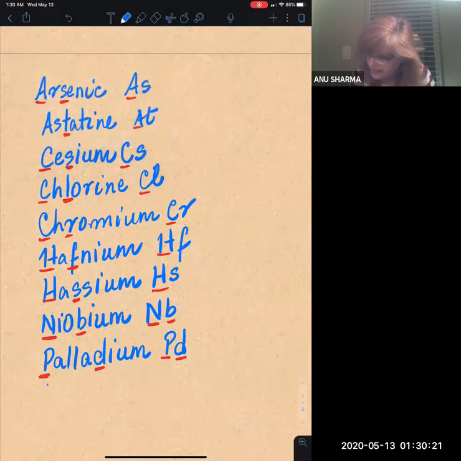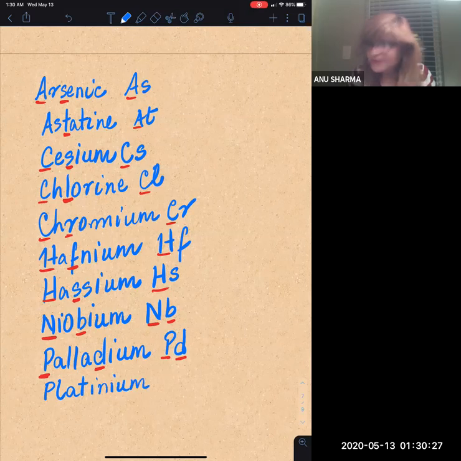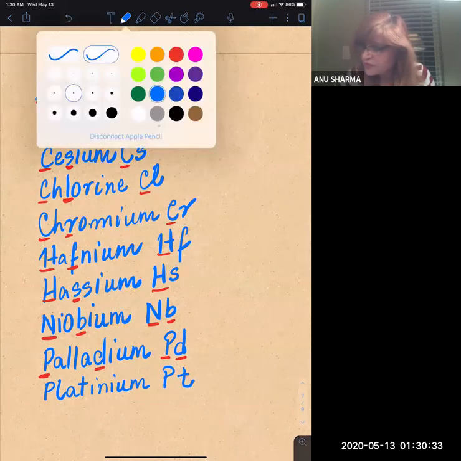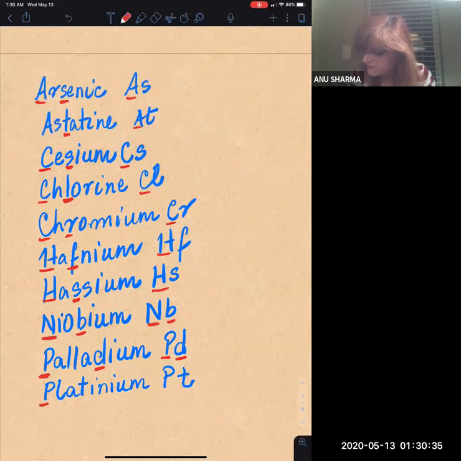So look at platinum, P-L-A-T-I-N-I-U-M, and the symbol is Pt, so you can kind of get a feel for it that it has to be a T, right? So you can see that P is here and then T. So this is like the fourth letter now, okay?